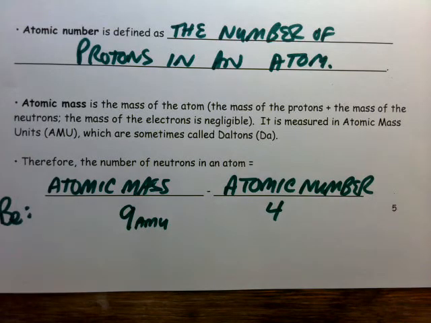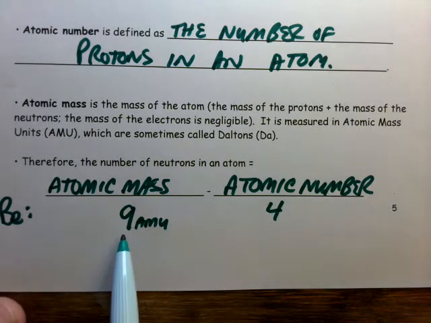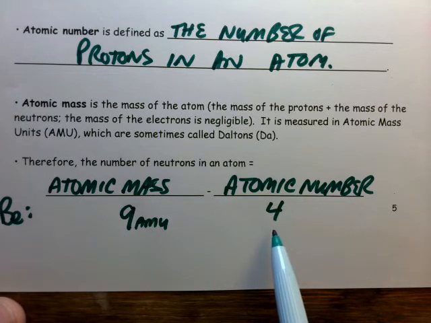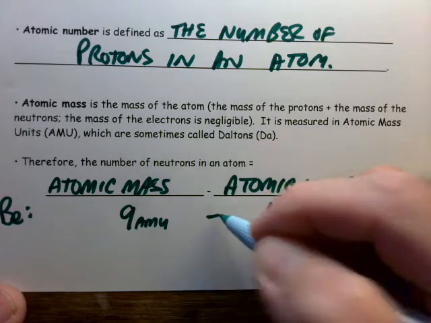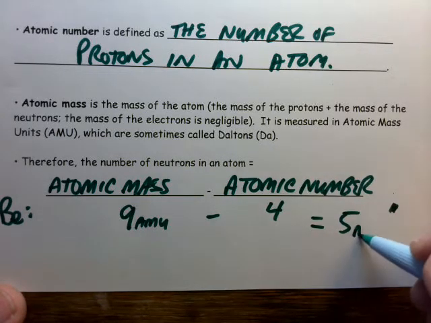In other words, the number of protons plus the number of neutrons is 9. The number of protons is 4. So what's the number of neutrons? 9 minus 4 is 5.